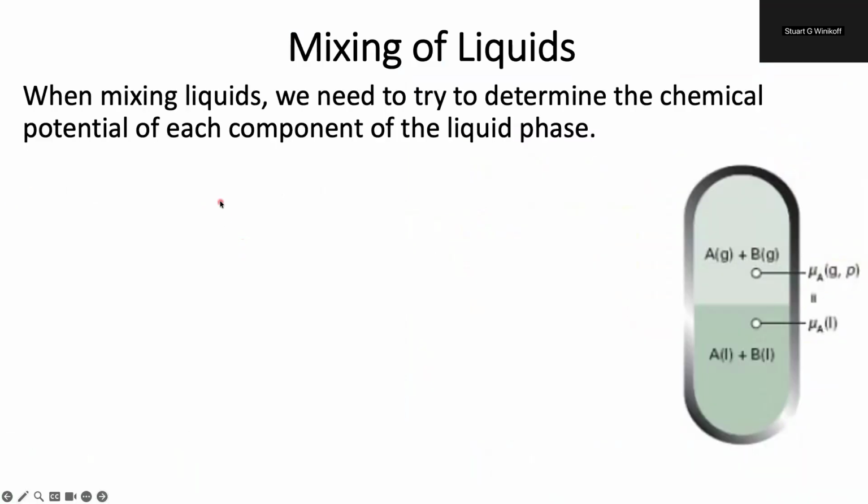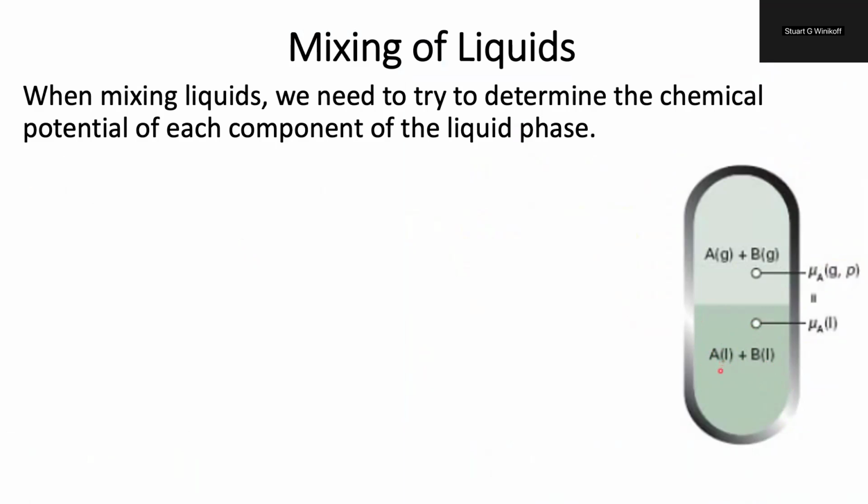So we can really show this by the idea of if I have a mixture of two components, A and B, I want to try and figure out the chemical potential of each of these components in the liquid phase. If I don't know this, I can figure out a lot about things like the Gibbs free energy of mixing and all kinds of other properties.